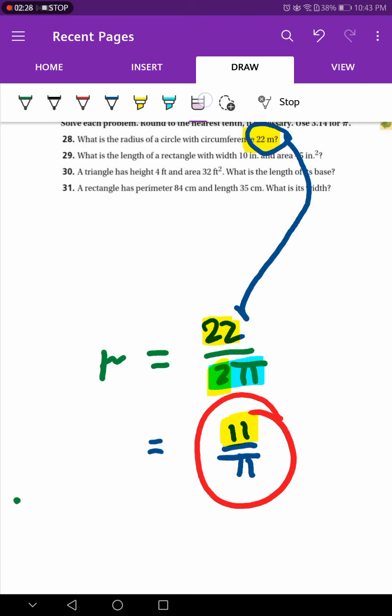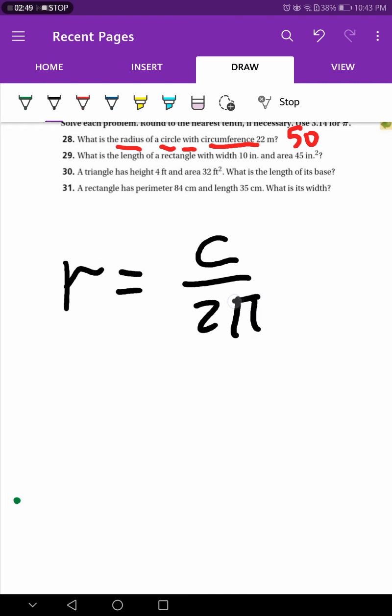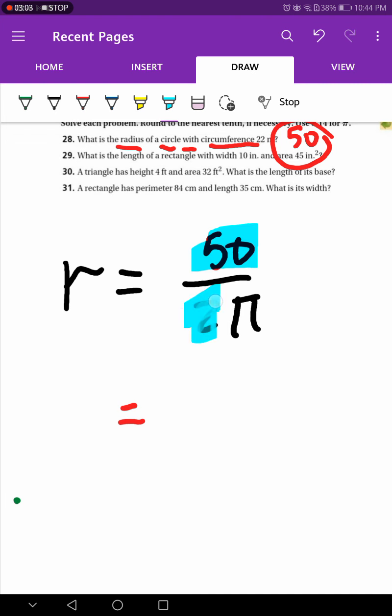Okay? Let us take another example. What is the radius of the circle with a circumference not 22, but 50? So what you have to do, you write R equals C over 2 pi, and you remove the C and write the 50 in this case, and you're done. But you need one more simple step, 50 divided by 2, give it the half, it is equal to 25, teacher.